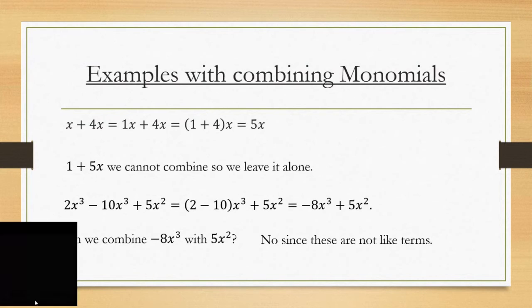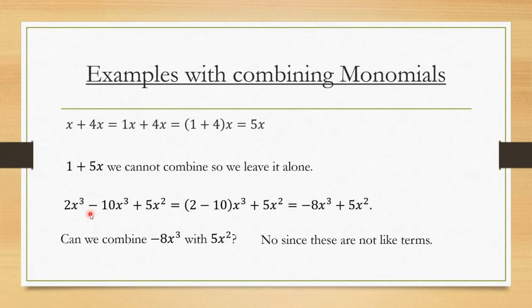For the next one, let me get the laser thingamajig. Here we have these three terms, right? Well, notice that these two are like terms, right? They're both degree 3. The exponents of x are both 3. They're like terms. They're both in the variable x, and they have the same exponent of x. So these two we can combine. That's what I'm doing here.